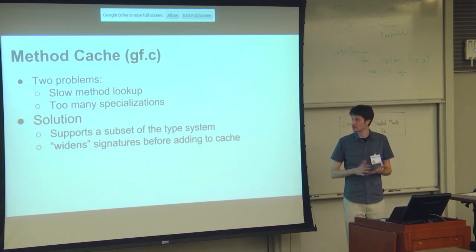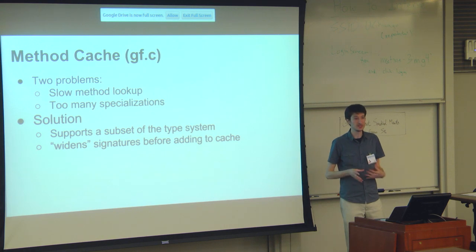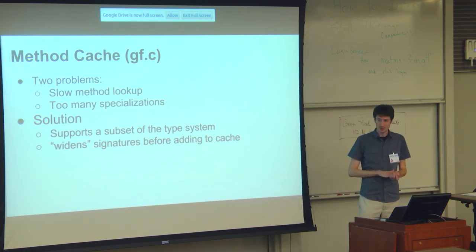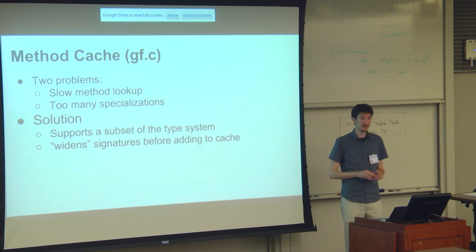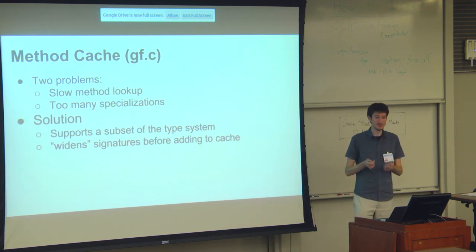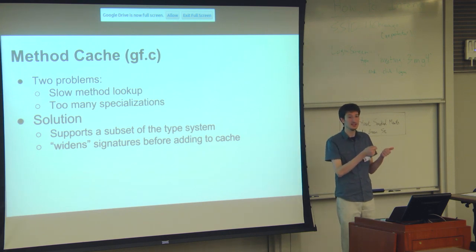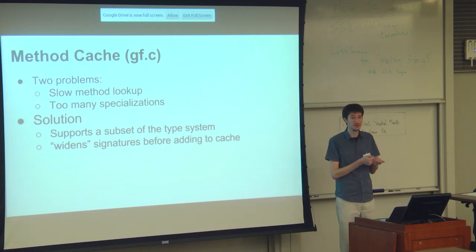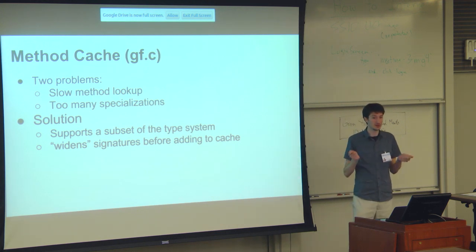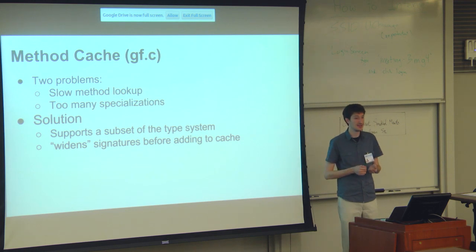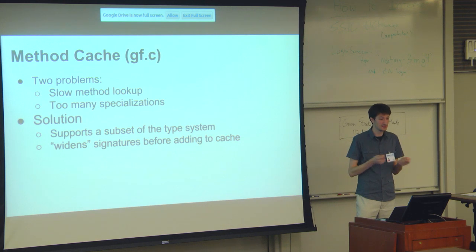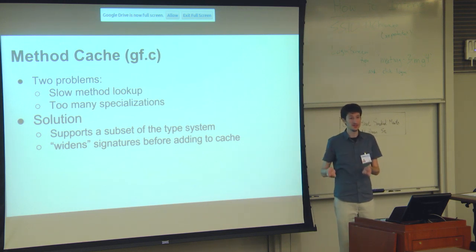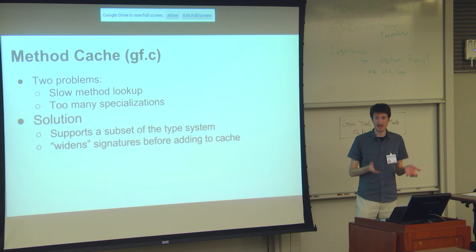The solution to the first one is basically to only support a subset of the type system. The method cache just stores very simple concrete signatures. So it will just store, say, int int, and then all you have to do is see if the types you have match that exactly. And usually, matching a type exactly, you can do with a pointer comparison, so that's very cheap. But it doesn't support parameters and abstract types and fancier aspects of method signatures. So first we try to look up something in the cache, and if that fails, we fall back to the slow procedure, and then we end up inserting something in the cache to handle it in the future.